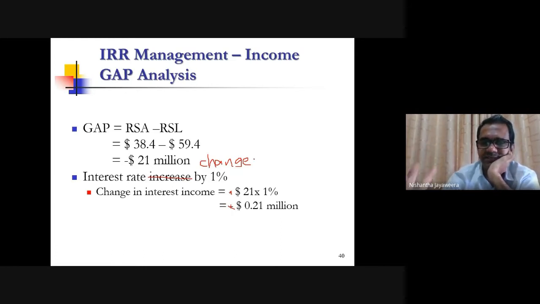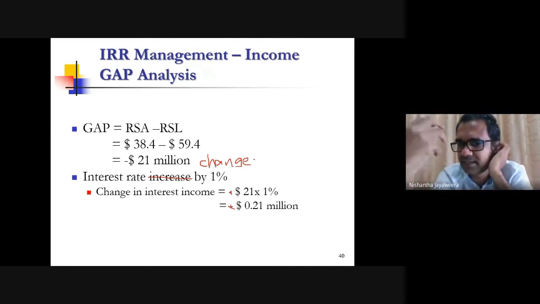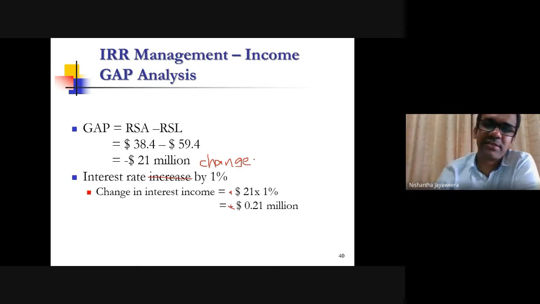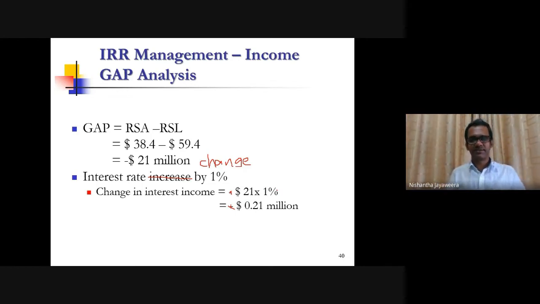21 million is the gap. That is the interest rate sensitive part of our 1 year bucket, because the other parts set off each other. There's an excess amount of 21 million. If interest rate changes by 1%, what would happen? Our interest amount changes by 21 million into 1% for a 1 year period. We assume within 1 year, so a 1 year period. It becomes 0.21 million.